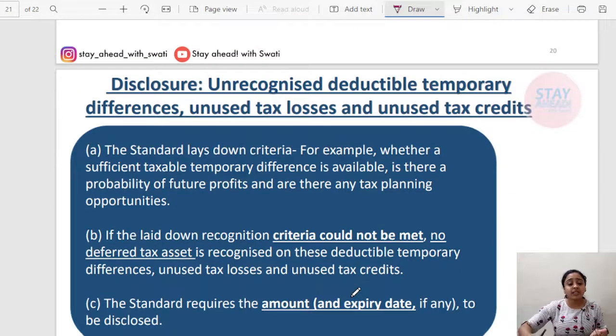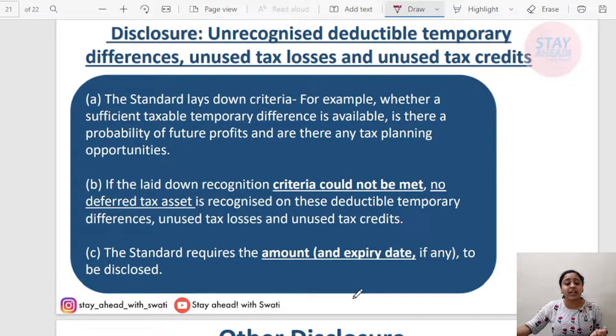Next, disclosure of any unrecognized deductible temporary differences, unused tax losses and unused tax credit. If any, then you need to make a disclosure about how these are being used. The standard lays down the criteria, for example, whether a sufficient taxable temporary difference is available, is there a probability of future profits, and whether any tax planning opportunities are there. If yes, then you will be recording that particular deferred tax asset.